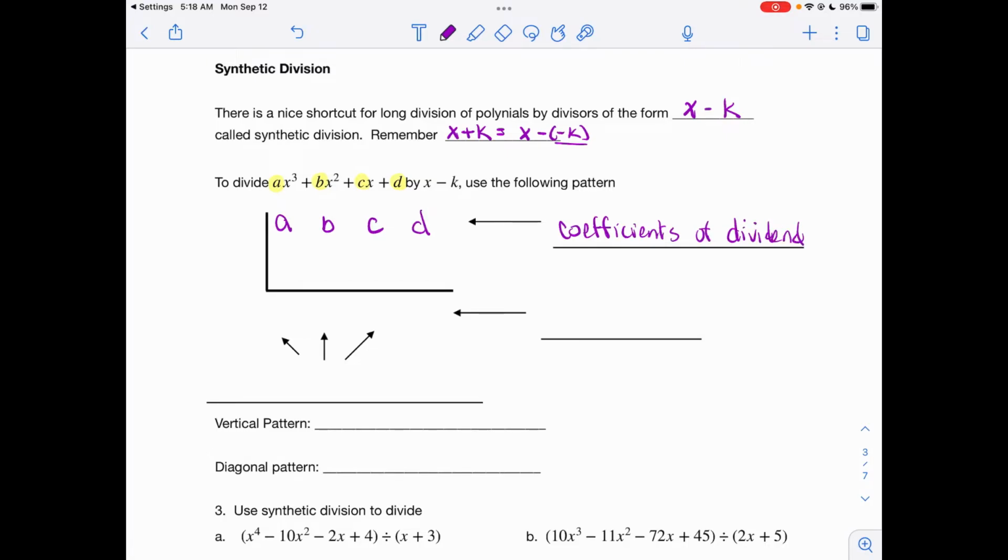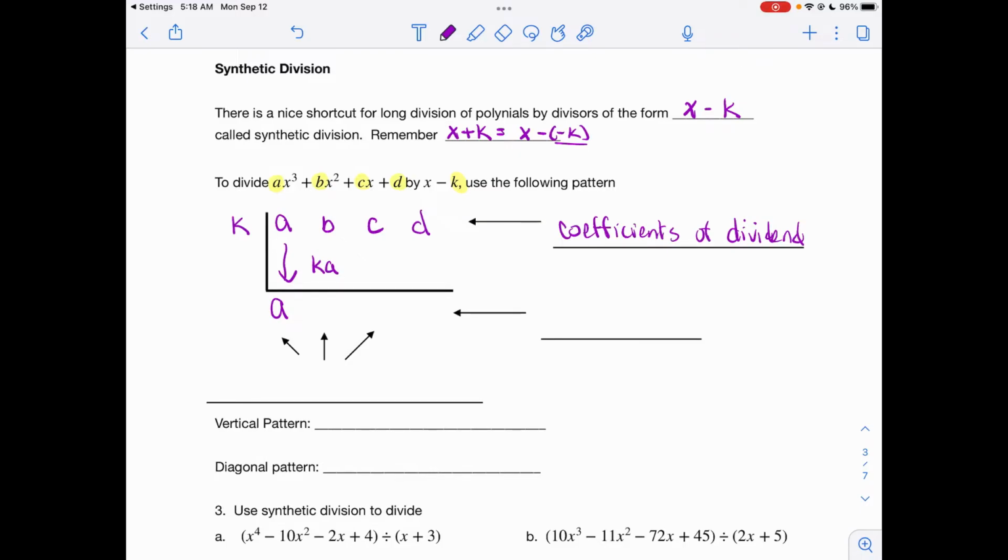And then on the outside, we have x minus k. So on the outside, I'm just going to write k. Now, the process for this is you're going to drop down that first coefficient. It always comes straight down. And then after you drop down the coefficient, you multiply the outsides together. So k times a gives me ka. So I write that down.